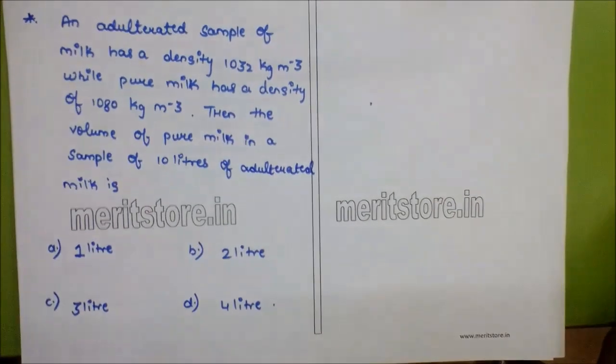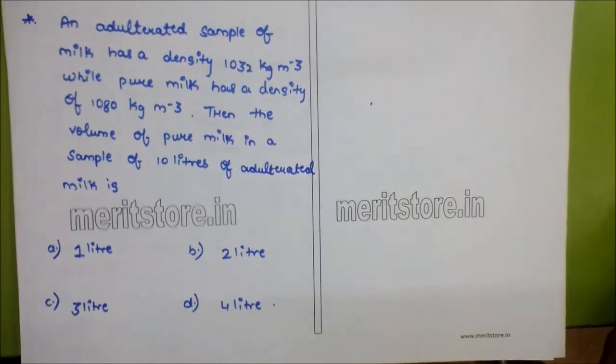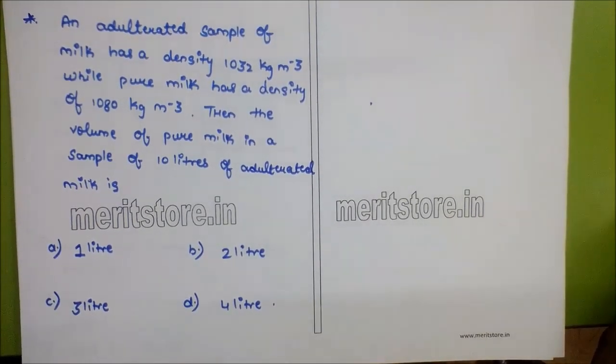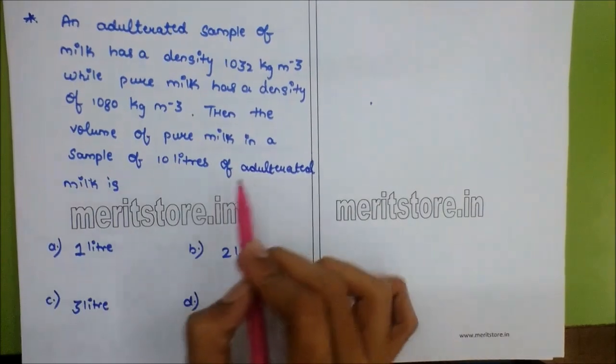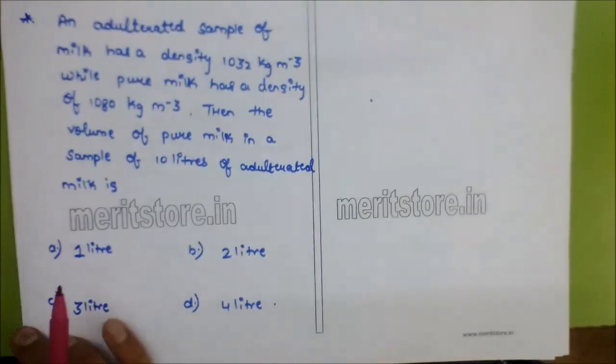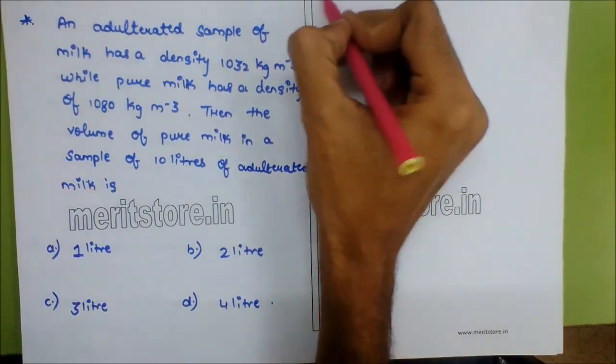An adulterated sample of milk has a density of 1032 kg per meter cube, while the pure milk has a density of 1080 kg per meter cube. Then the volume of the pure milk in the sample of 10 liters of adulterated milk is: A, 1 liter; B, 2 liters; C, 3 liters; D, 4 liters.